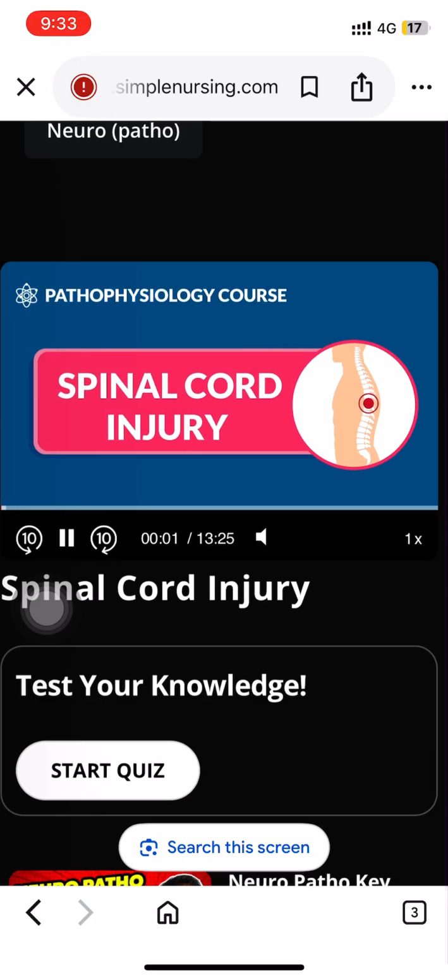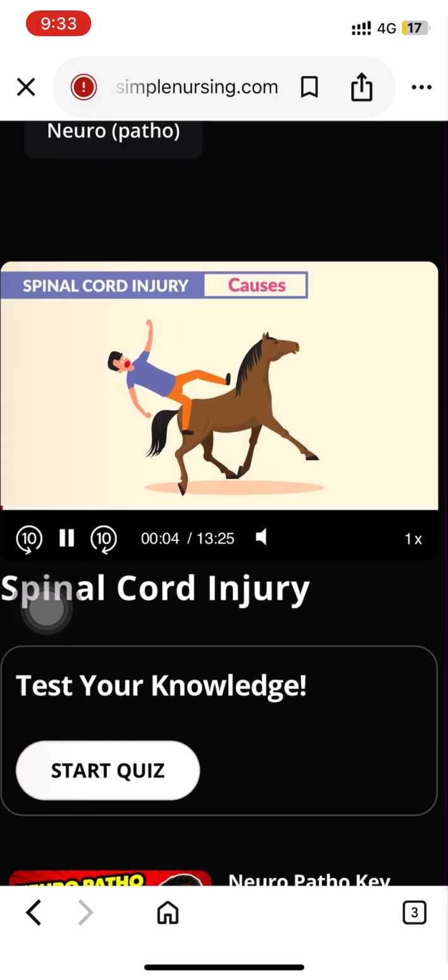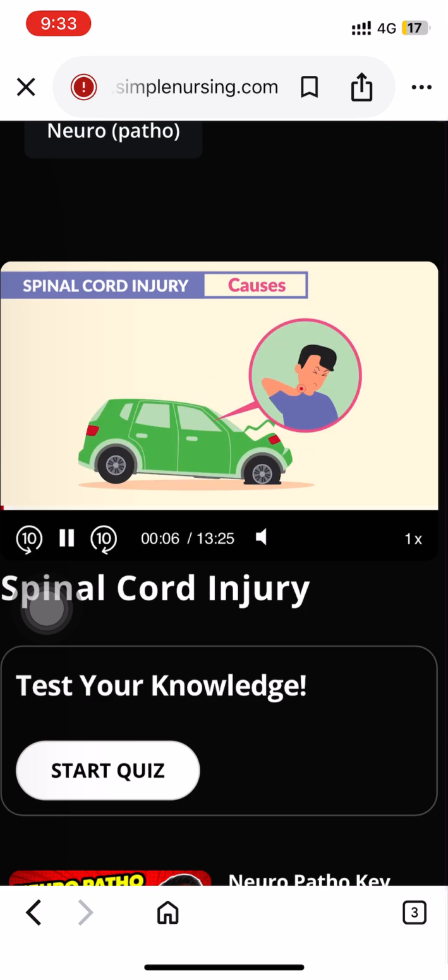Spinal cord injuries are caused by trauma to the spinal cord, like falling from a horse, a slip and fall, or even a car crash.